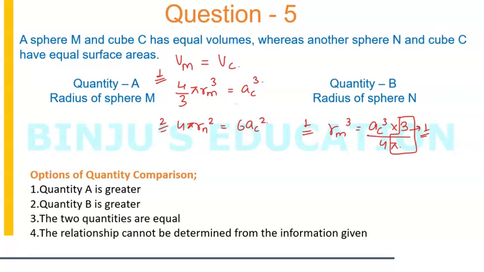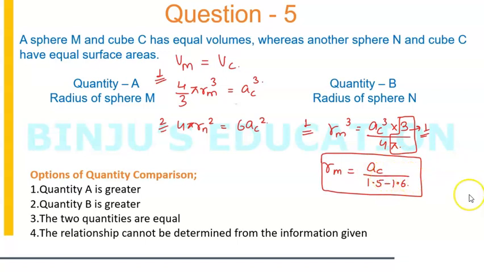Right, so it should be somewhere around like 1.5, 1.6. So let's just say that the value of Rm will be AC divided by 1.5, 1.6. I'll just say that that's more than sufficient, because if I don't have a calculator then I can't do anything. I'll simply say that it will be roughly around 1.5, 1.6.